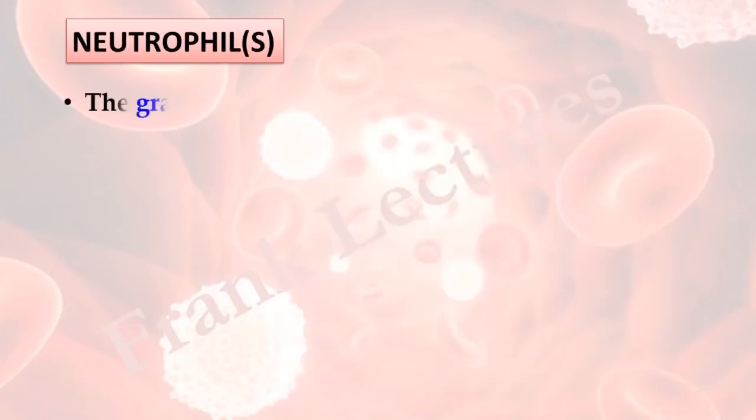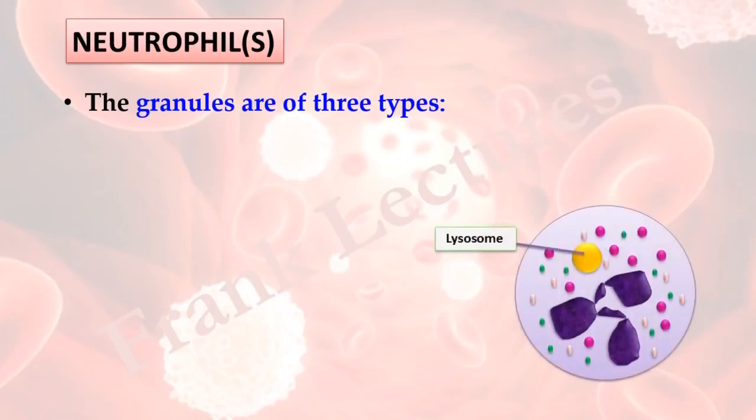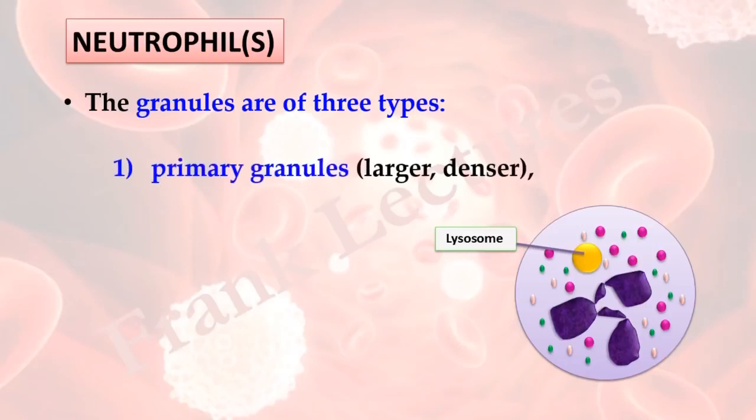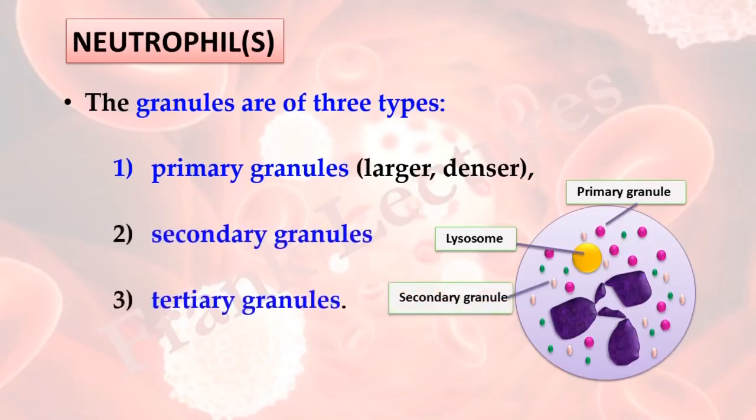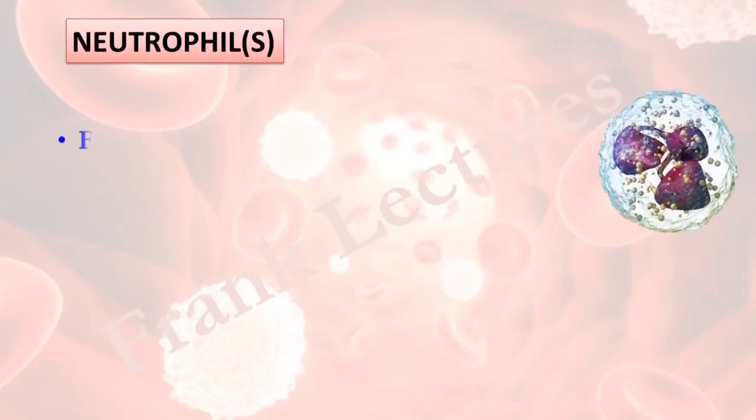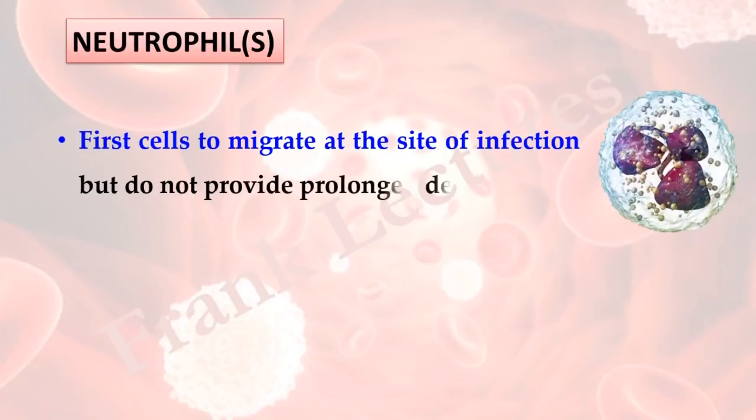In neutrophils, granules are of 3 types, and this is based on their size, morphology and density. The larger and denser ones are primary granules, and smaller ones are secondary granules and tertiary granules. All these granules contain antimicrobial substances which help in killing and digestion of the phagocytosed microbes. Neutrophils are the first cells to migrate to the site of infection, but they do not provide prolonged defense since they have a lifespan of a few days.